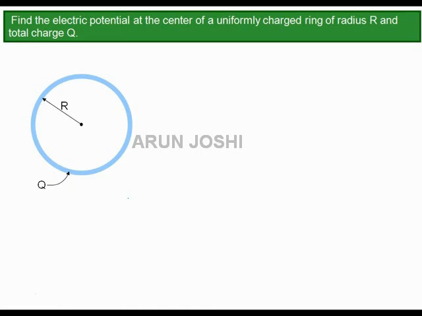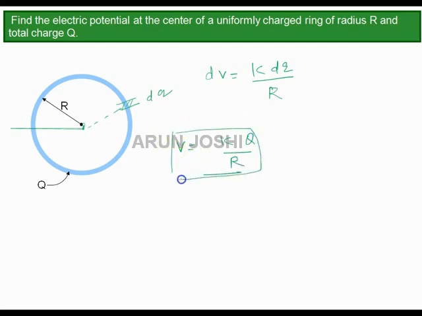Okay. Now we will discuss the electric potential at the center of a uniformly charged ring of radius r and total charge q. Again, what you will say? Continuous distribution, small elemental charge, small potential at the center. We will say dV equal to k dq by r. Net voltage, k integration dq, which is the net charge q, upon r. Directly you can get it.